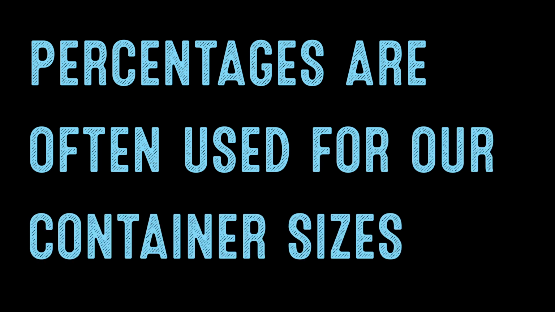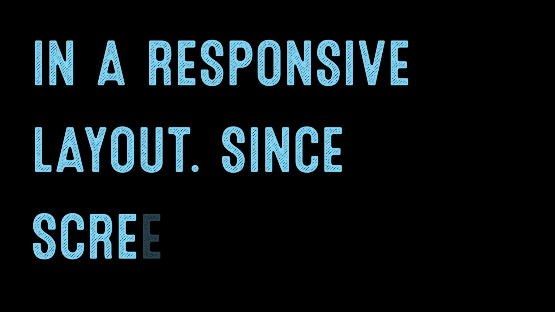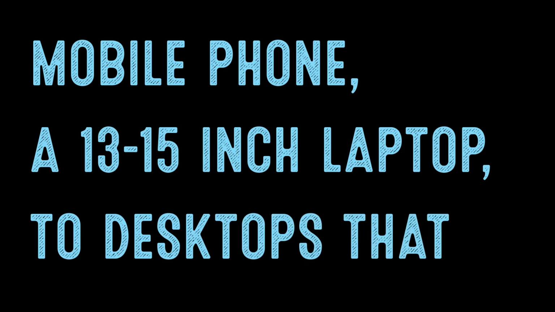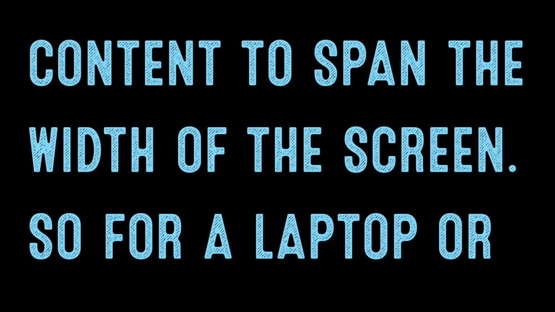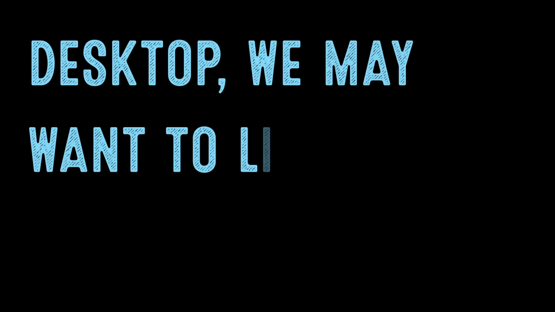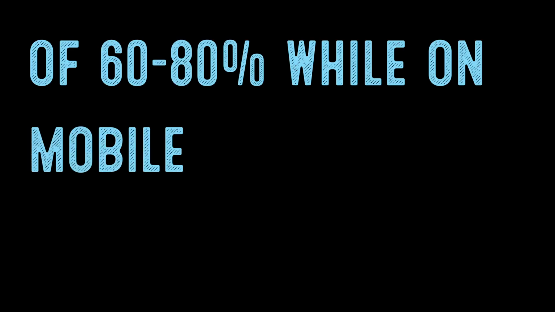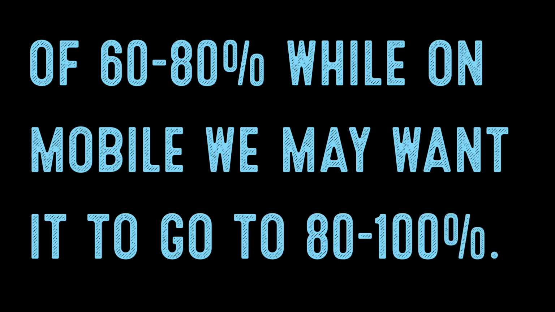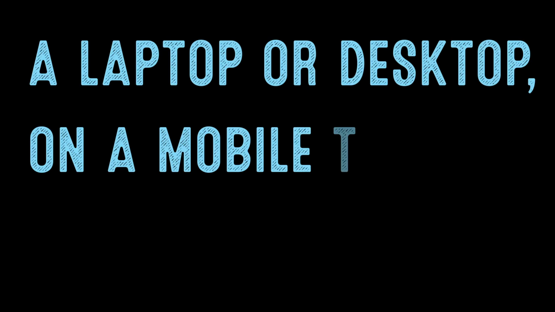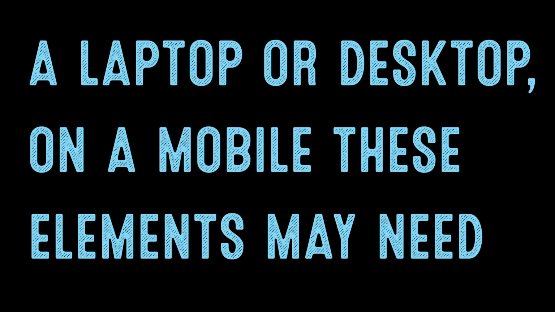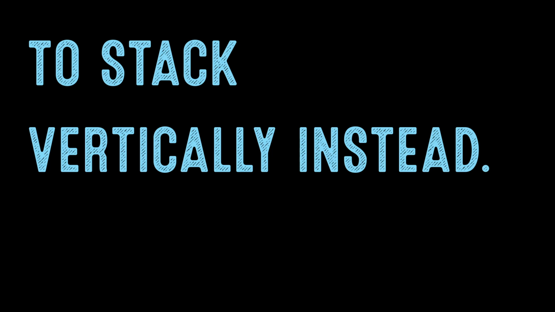Percentages are often used for our container sizes in a responsive layout, since screens can be our mobile phone, a 13 to 15-inch laptop, to desktops that may be 21 inches or larger. We may or may not want our content to span the width of the screen. So for laptop or desktop, we may want to limit our content to a width of 60 to 80%, while on mobile we may want it to go to 80 to 100%. And while elements may sit comfortably side by side on a laptop or desktop, on a mobile these elements may need to stack vertically instead.